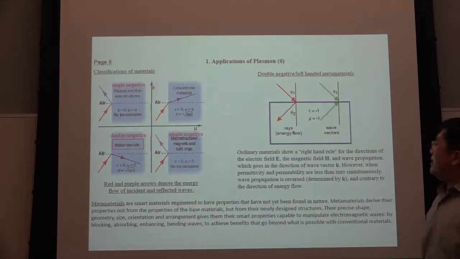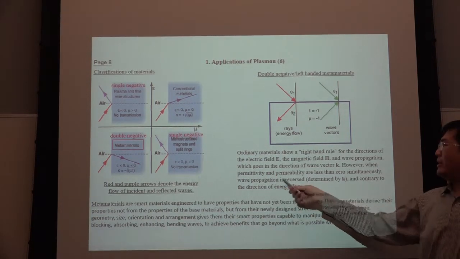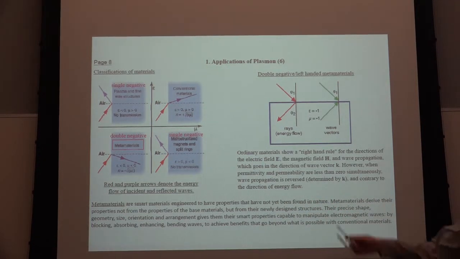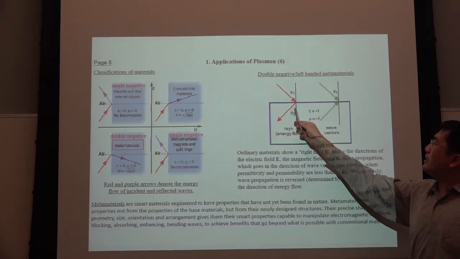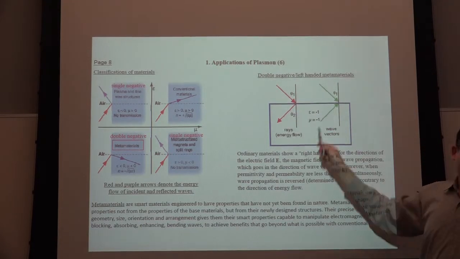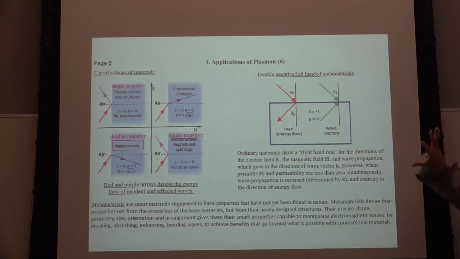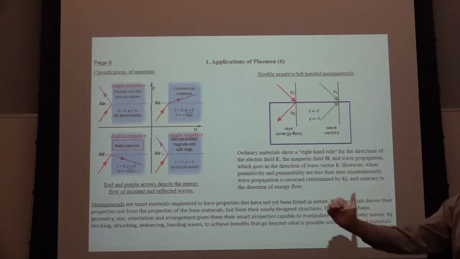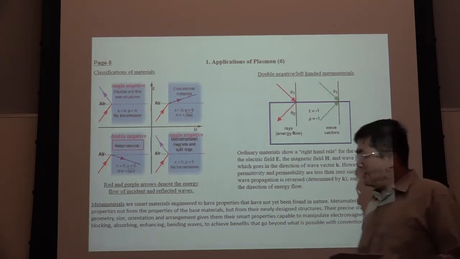So here, this is a very interesting phenomenon. The wave propagation is reversed, contrary to the direction of energy flow. This is a feature we call a left-handed metamaterial, because the k vector is reversed. Originally E, H, and K were right-handed, because E, H, and K follow the right-hand rule. Now E, H, K is left-handed, so they call it left-handed material. This is the reason.